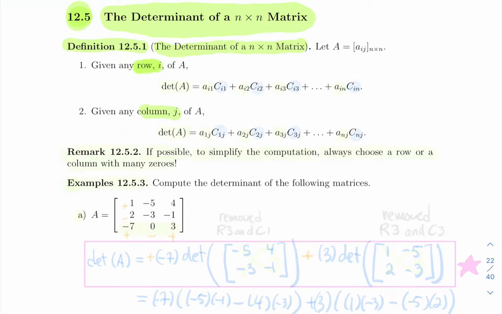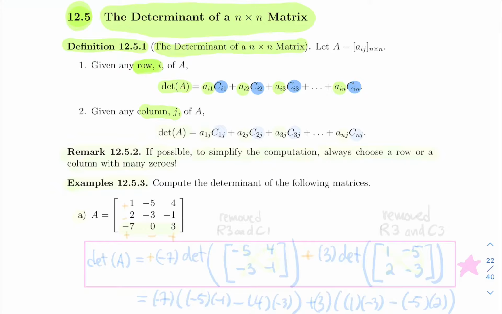If you choose a row, then the determinant of A is along that row. So here the entries on the ith row are a_i1, a_i2, a_i3, a_i4, all the way up to a_in. And then what you do is you multiply all the entries by their corresponding cofactors, C_i1, C_i2, C_i3, C_i4. So you multiply the entry with their cofactors, you sum up, and then that's your determinant.